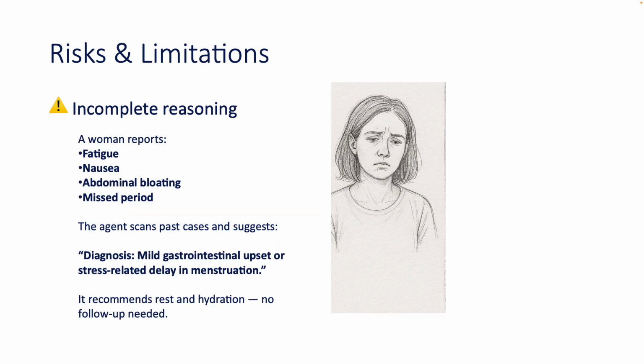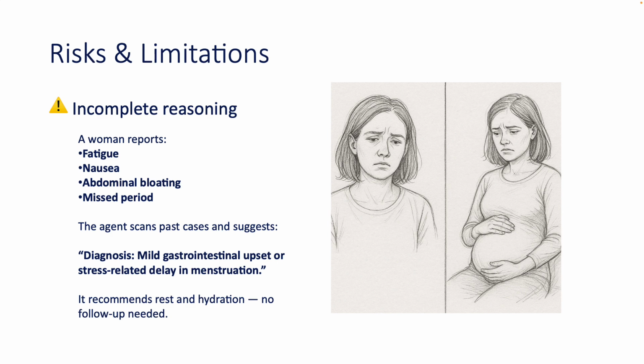Another example is incomplete reasoning. So let's say that there's an agentic AI that is doing triage in some medical care setting. And maybe a woman comes in and reports of fatigue and nausea and abdominal bloating and missed period. Now, the agent scans the past cases and suggests, diagnosis, mild GI upset and maybe some stress-related delay in menstruation. It recommends rest and hydration and no follow-up needed. Well, if the agent doesn't have all the information, then the agent could be missing some very key pieces of information in order to help this patient.